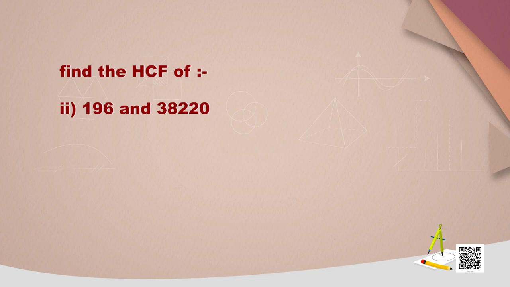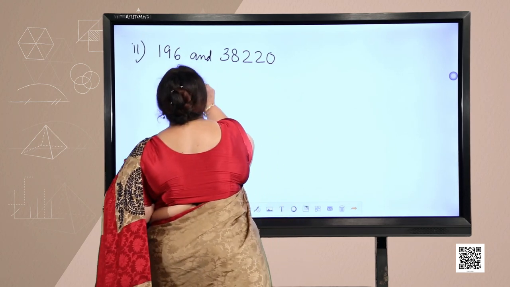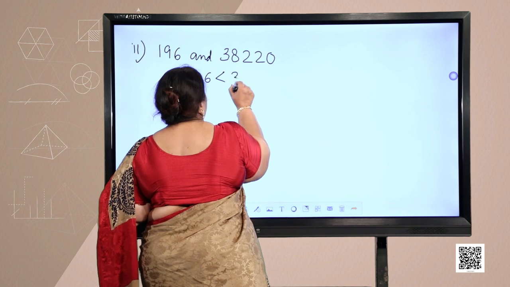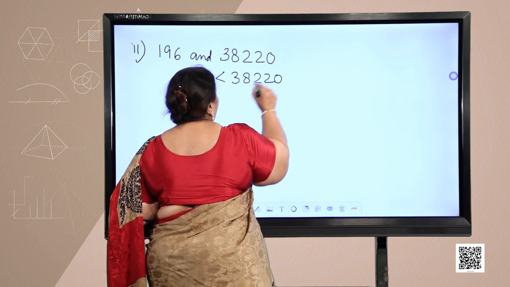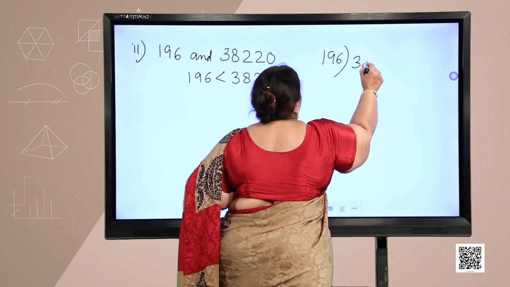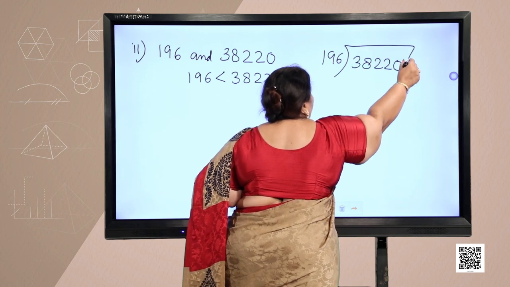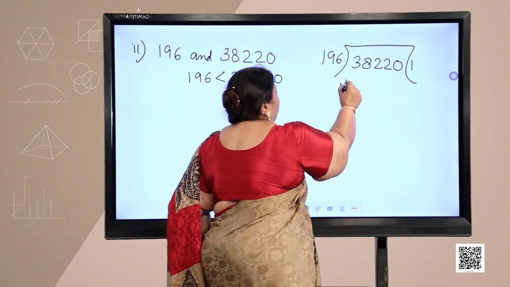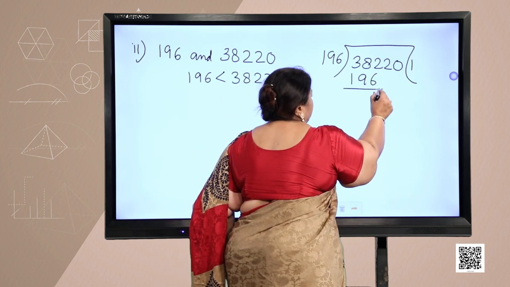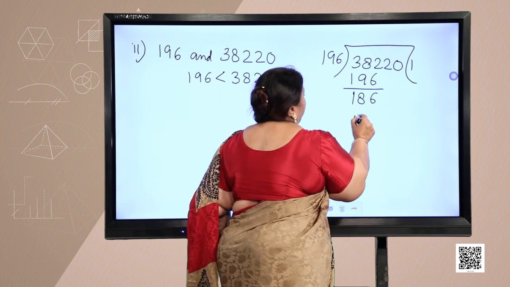Now, students, this is your second part. Find HCF of 196 and 38,220. Let us see how we can find the HCF of this. In this, as you know, 196 is less than 38,220. Obviously, I will take 196 and divide 38,220. Let us see, it goes one time, 196. I think it gives us 8, 186.